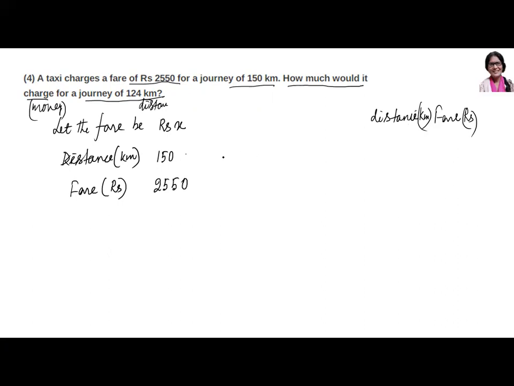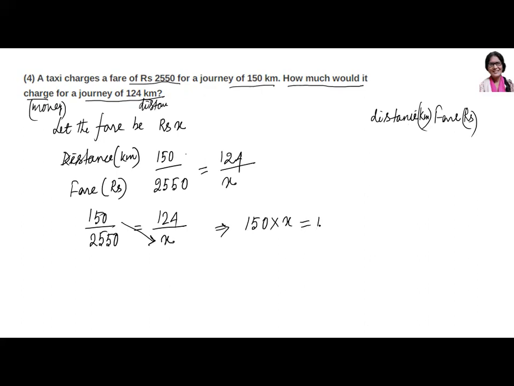Next is how much it will charge. It will charge x for a journey of 124 kilometers. So for 124 kilometers, I'll write in the column of distance. Distance is 124 and fare is x. Then their ratios are equal. So 150 upon 2550 is equal to 124 by x. Then cross multiply. This gives you 150 multiplies x is equal to 124 multiplies 2550.